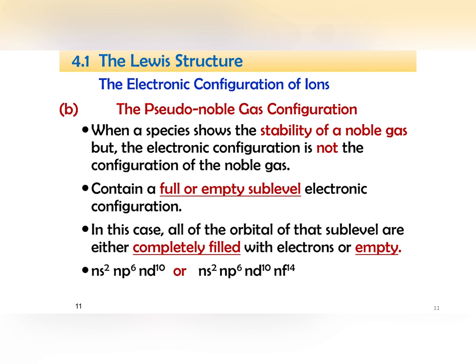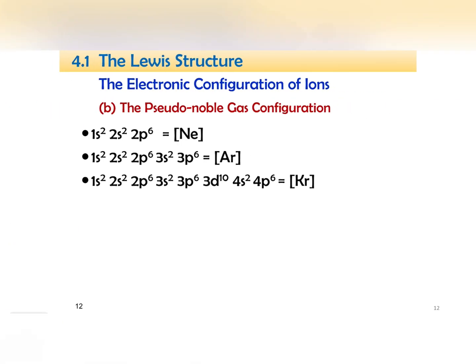Nanti kita akan tengok example lah. In this case, all the orbital of that sublevel are either completely filled ataupun empty. Okay, so contohnya sama ada dia akan jadi ns2, np6, nd10, okay, ataupun begini. Biasanya dalam syllabus kamu kita akan sampai this level lah. Okay, kita jarang jumpa yang f orbital. Right, so let's have a look.